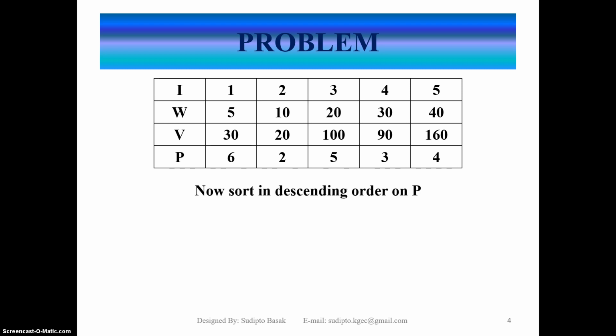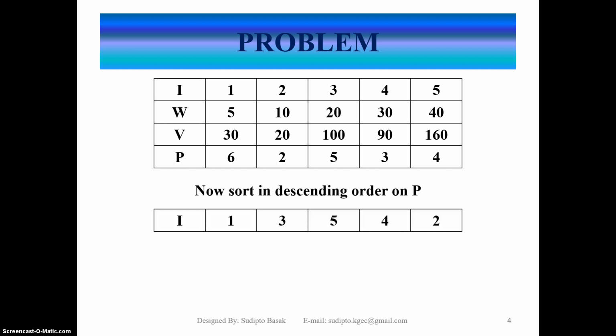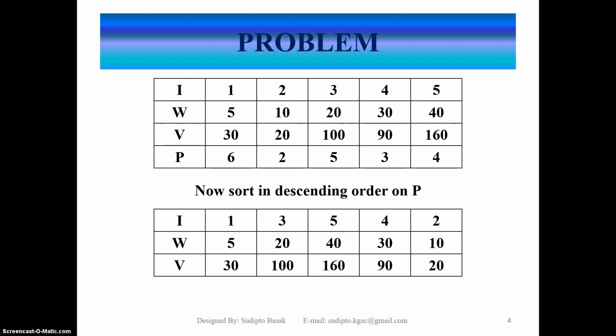So here we perform the descending order sorting, and you can check that the item weights and profits are just arranged a little bit. According to this, the item having the maximum p value, I1, comes first, then I3, whose p value is 5, then I5 with p value 4, then I4 with p value 3, then I2, the least one, with p value 2. So this is the actual setup of our problem. Now let's go for the solution.